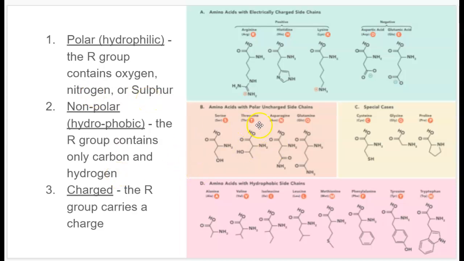There's the nonpolar group. Sorry, I'm pointing in the wrong spot. Nonpolar, right here. There's the nonpolar group. The R groups contain only hydrogen and oxygen. And so they are hydrophobic. They don't like the extra positive and negative charge from water. And then there's the charged group, meaning the R group carries an extra charge. Okay, so here there's an extra positive charge, and these two there's a negative charge.